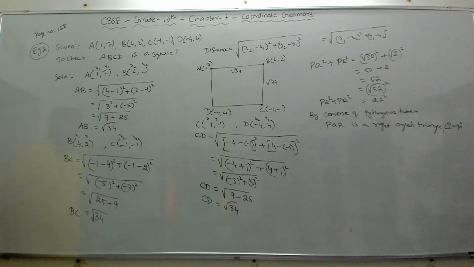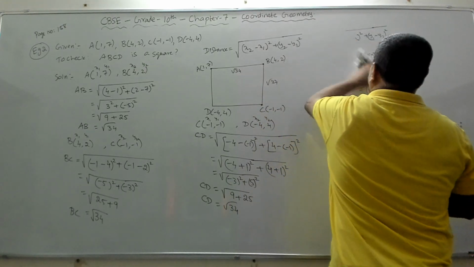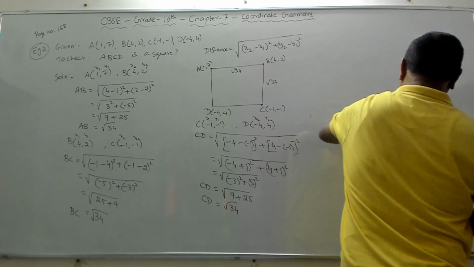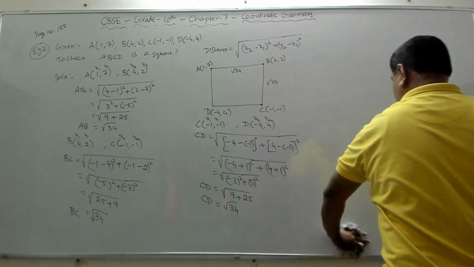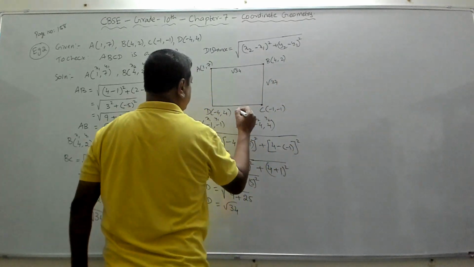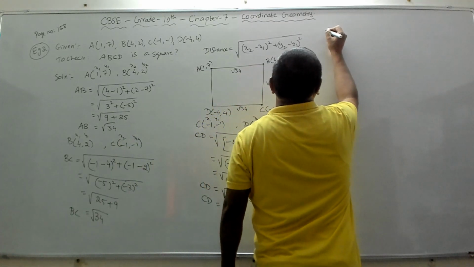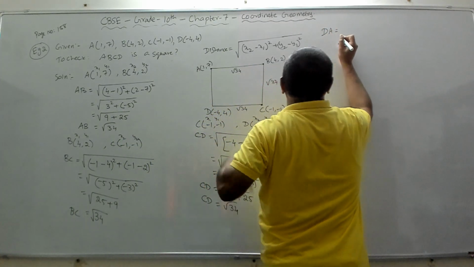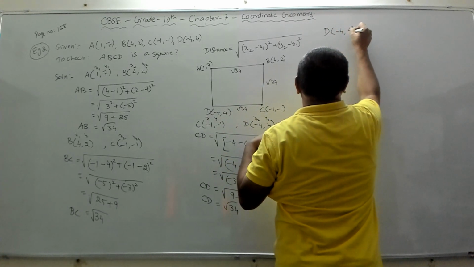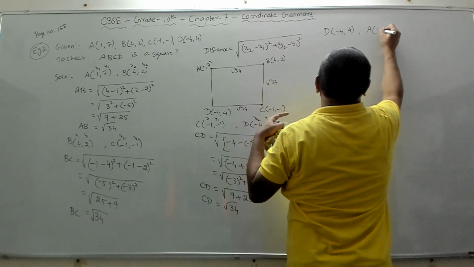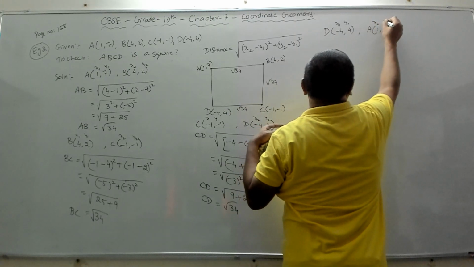So we found CD, that is also square root of 34. Now let's find what is DA. Right, so we have found this also. This is also coming root 34, CD. Now let's find what is DA. What is DA? Let me write here. So let's write what is D. Point D is minus 4 comma 4 and A is 1 comma 7. So we can take this as x1 y1 x2 y2.